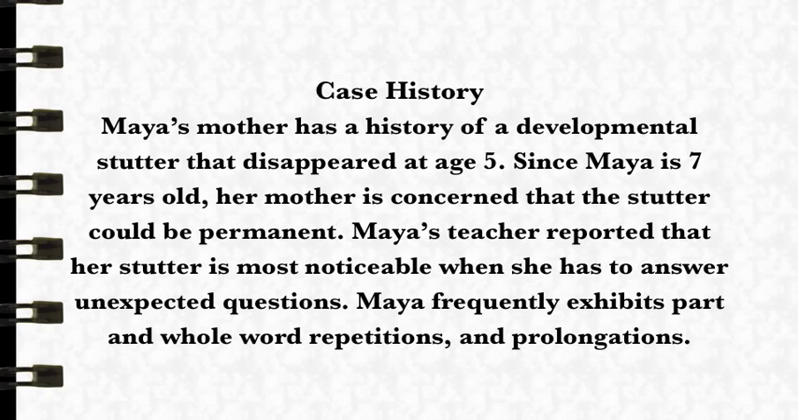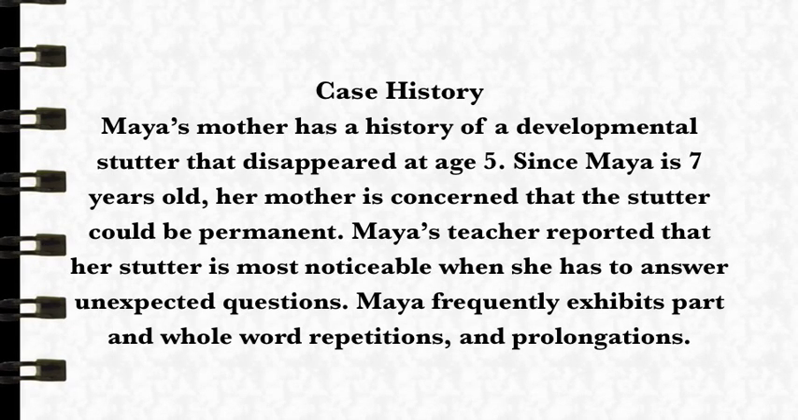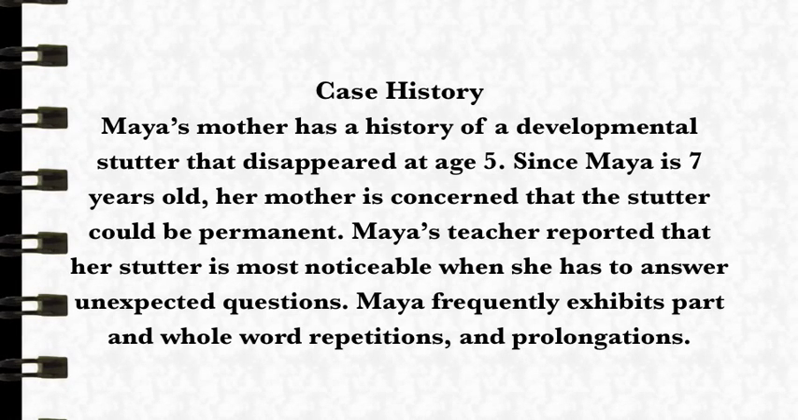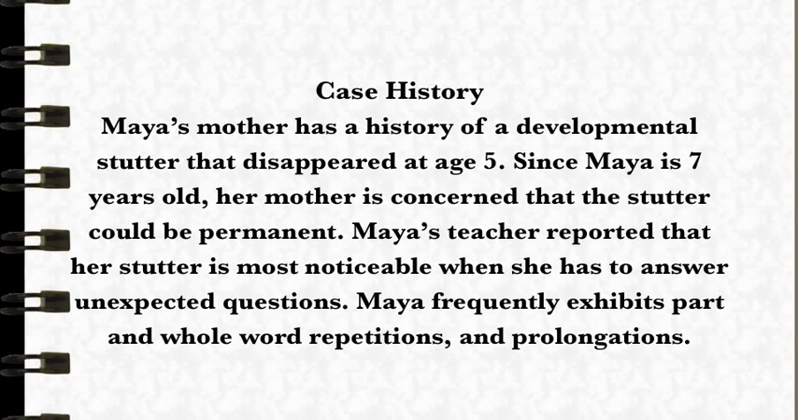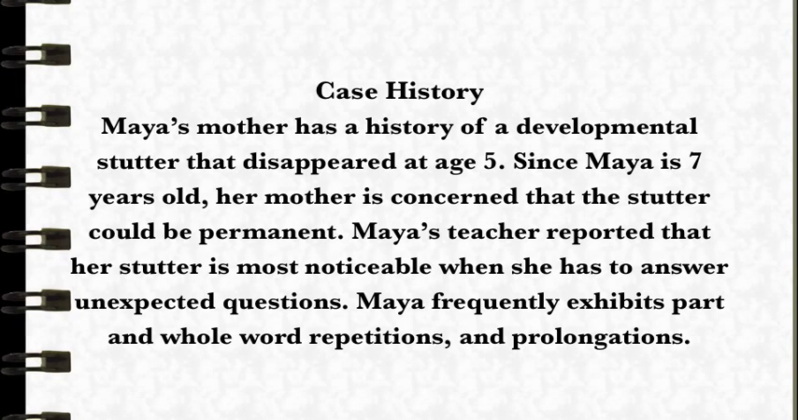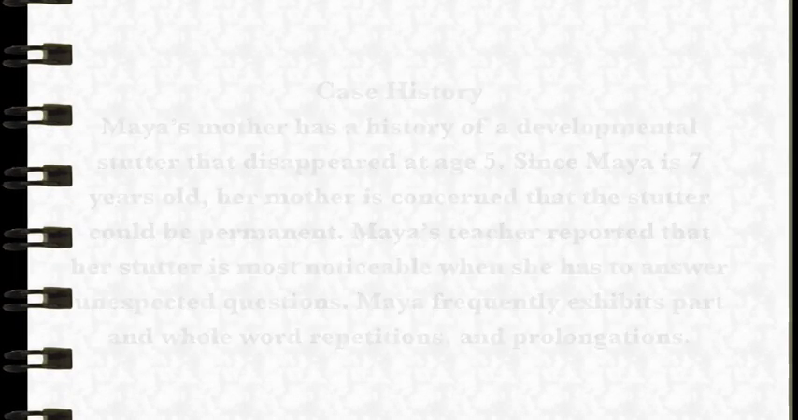Maya's mother reported that she first noticed Maya's stutter approximately 6 months ago after picking her up from school one day. Maya's mother had a history of developmental stutter that disappeared at age 5. Since Maya is now 7 years old, her mother is concerned that the stutter could be permanent. Maya's teacher reported that her stutter is most noticeable when she has to answer unexpected questions. Maya frequently exhibits part and whole word repetitions and prolongations.